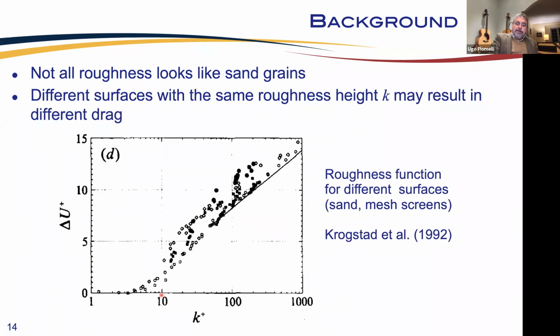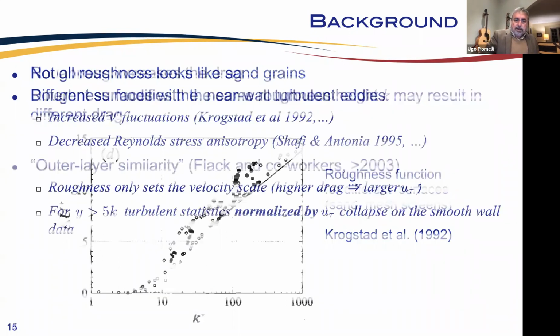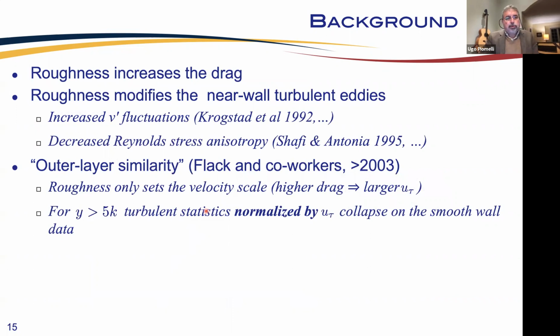Now, if you have different surfaces with the same average height k, you can get very different values of the roughness function. They change by 50% or so. So the different surfaces, in this case, I think the experiment used sand, mesh screen, and mesh screens. Depending on the surface, with a certain height k, you will have a different drag, a different increase in the drag. And that's something that's important to remember.